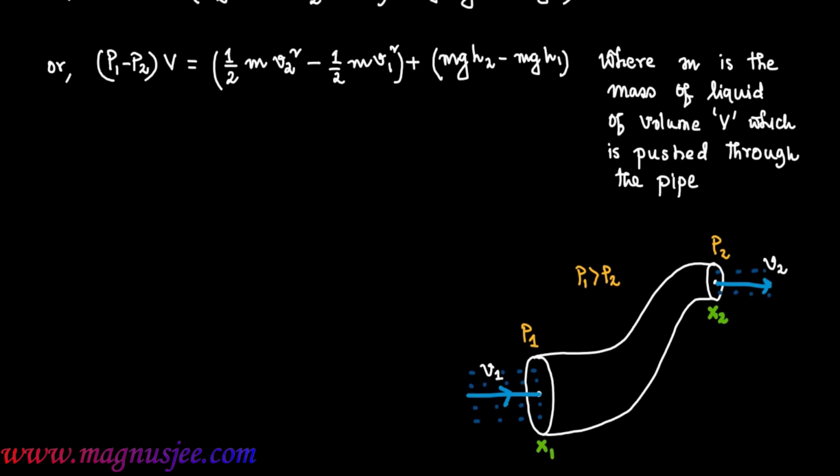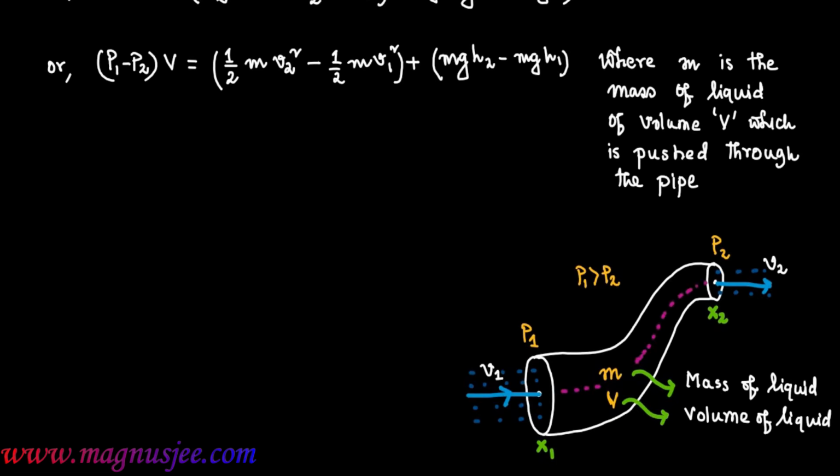Here we can denote the liquid flow in this way. Small m and capital V are the mass of liquid and the volume which is pushed through the pipe due to the pressure difference. Small m is the mass of liquid and capital V is the volume of liquid which is pushed through the pipe. Liquid flows in this direction from the end x1 to x2 of the pipe.